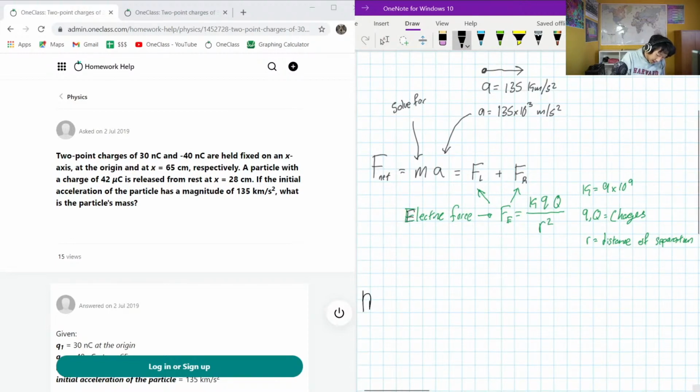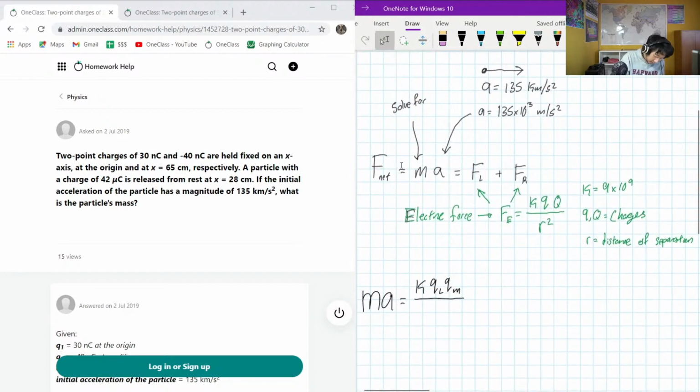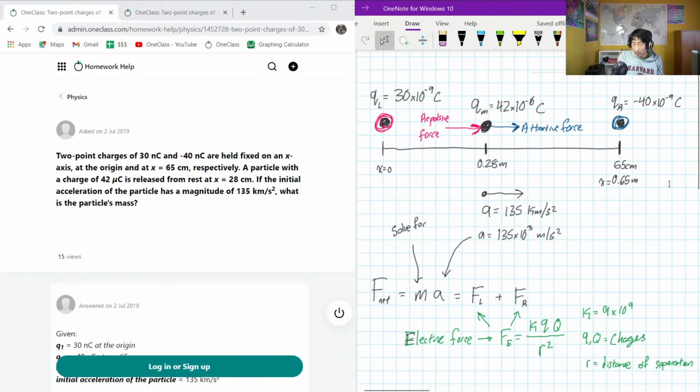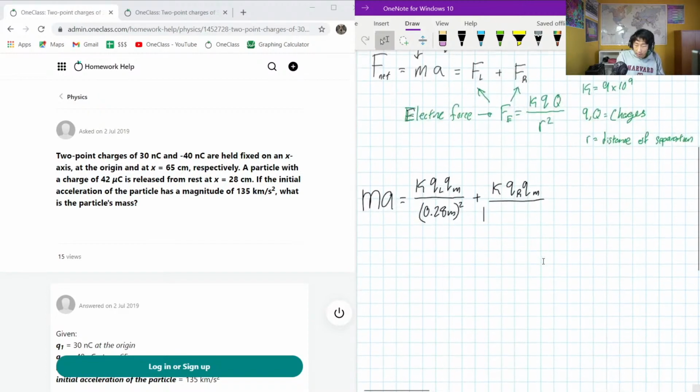So instead of writing F net, I'll just write ma because we know that they have to be the same. And here it's going to be k QL QM over the separation distance between them, which is 28 minus 0, fairly straightforward, 0.28 meters. We have to square that, don't forget it. Plus k QR QM. And we have to find the distance of separation between 28 centimeters and 65 centimeters. So that is 37, I believe. I'm just going to double check that because I can't always trust my math. 37 plus 28 is 65. Okay, so that will be 0.37 meters on the bottom.